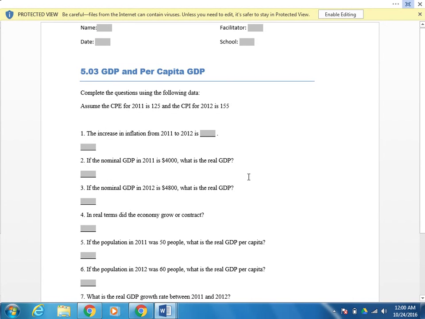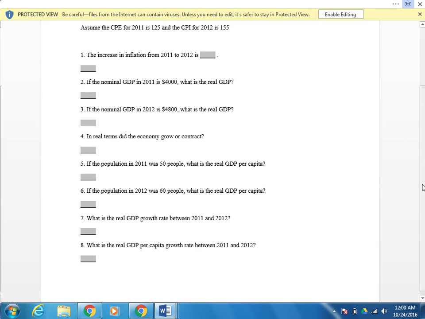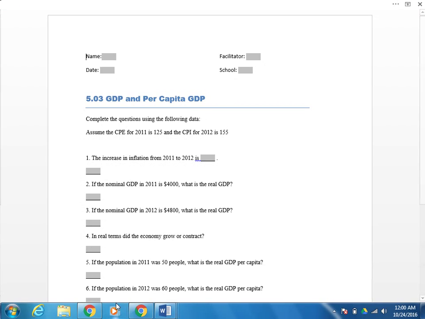There we go. Okay. So a lot of you really struggled with this, and so what I did is I gave you the correct answers, but I gave you all 100% just for attempting it because this was very difficult, and I do feel like there are some things that the lesson did not explain as well as they should have. So let's go through these together. The increase in inflation from 2011 to 2012 is, okay, well, the 2011 CPI is 125, 2012 is 155.